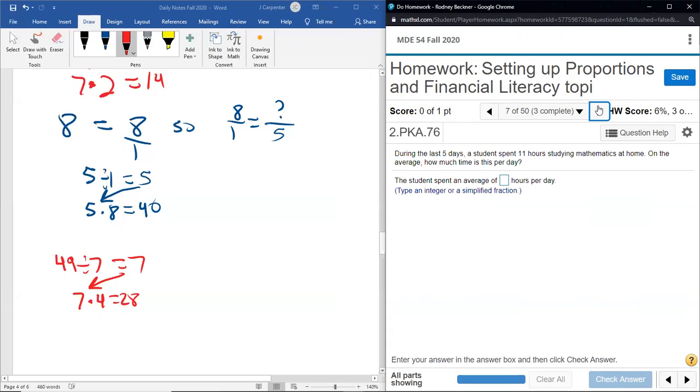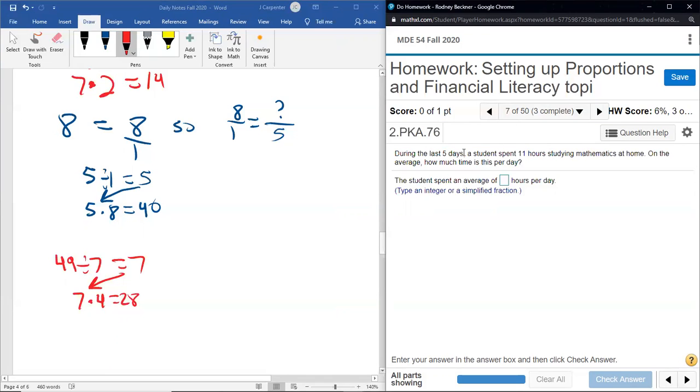All right, during the last 5 days, a student spent 11 hours studying mathematics at home. This student sounds like they were in both MDE 54 and Math 154, because you're supposed to be spending 6 hours a week for every 3 credit hours, studying, homework, whatever. So if you're taking 6 credits of math between 54 and 154, you should be studying 12 hours a week. So the student's on a good pace.